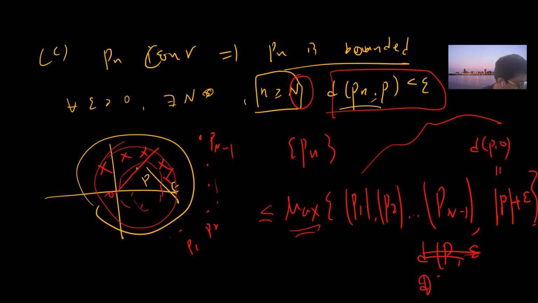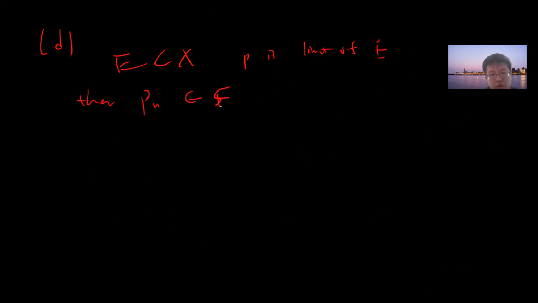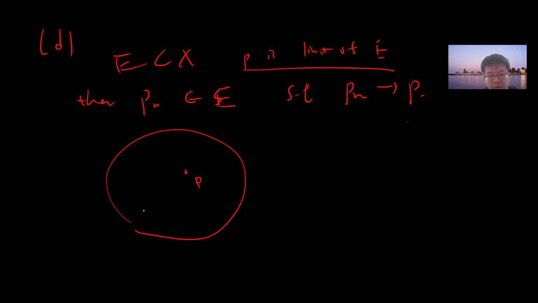Okay, so D: E is a subset of X, and P is a limit point of E. Then you can find a sequence Pn in E such that Pn converges to P. This is trivial. By definition, what's a limit point? P is a limit point means that for any epsilon greater than 0, you can find a point which is not P but inside E.